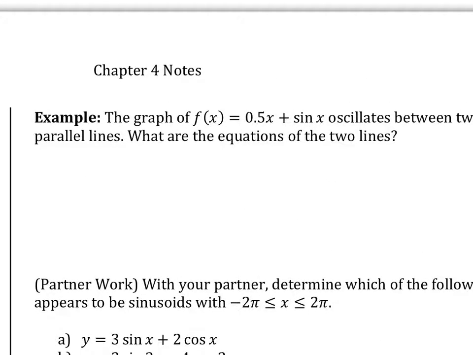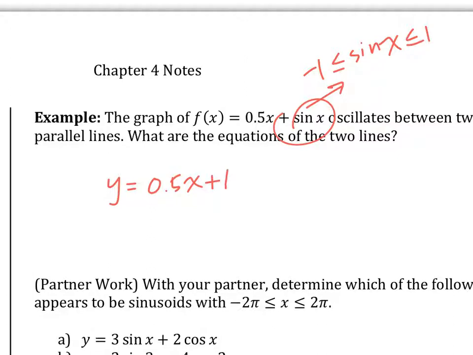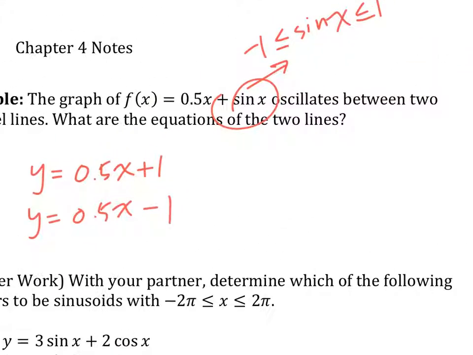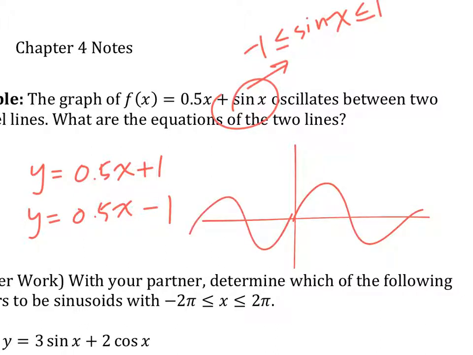The graph of 0.5x plus sine x oscillates between two parallel lines. What are the equations of the two lines? All right, so basically sine x is going to stay between -1 and 1. So then the two equations are 0.5x plus 1 and 0.5x minus 1. Why is it 1? If you think about it, sine goes between 1 and -1. So basically, it's the sine graph just tilted.